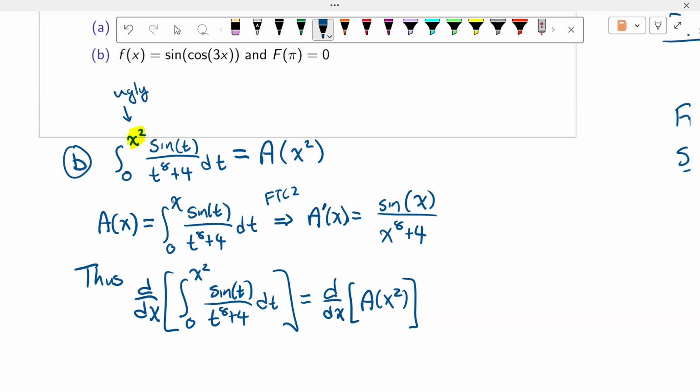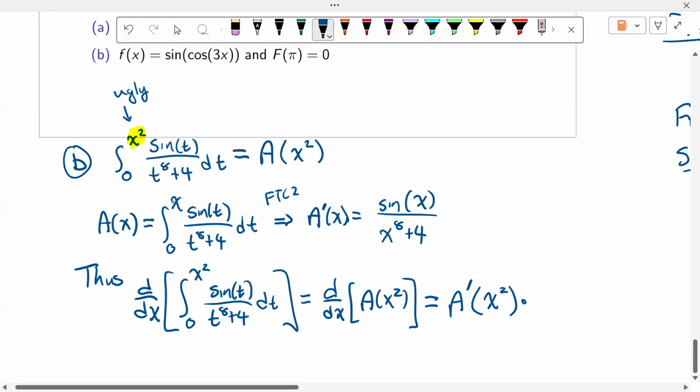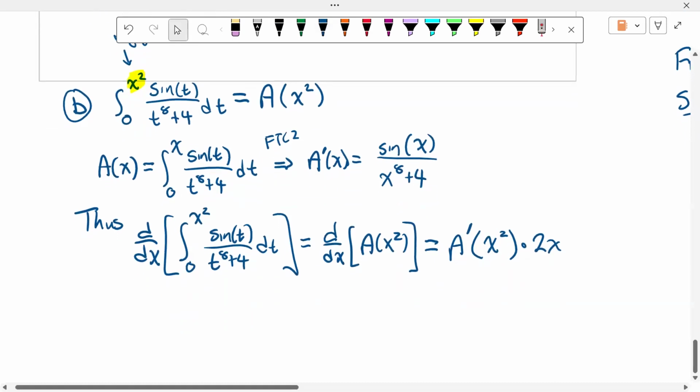Not quite. I have an x squared plugged into another function, the good old chain rule. I'll take the derivative of the outside function, keep the inside the same, and then multiply by the derivative of the inside function. Does that sound good to you? And now, here's the great part. I know what a prime of x is. It's this thing. And so I can figure out what this thing is.